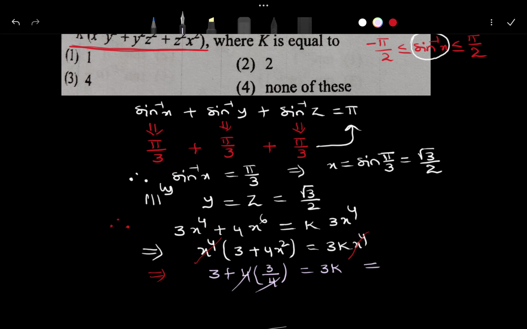Now that implies you can write 3 plus 3, that is 6. So 3k is equal to 6. From this one you can write that k is equal to how much? 2. So what is the right option in the given question? The second option is the right option. So 2 is the correct answer, right?